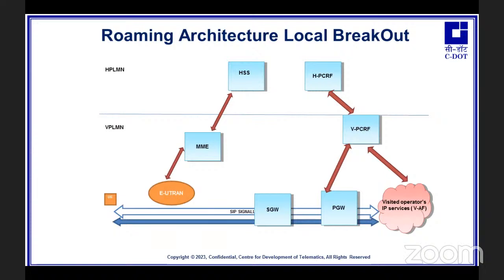Suppose in the home PCRF, for this particular UE, 100 Mbps data is defined. You have to give the speed of 100 Mbps. But it is not a must for this visited network to give this QoS. So it is based on the data means. So that is the basic difference.